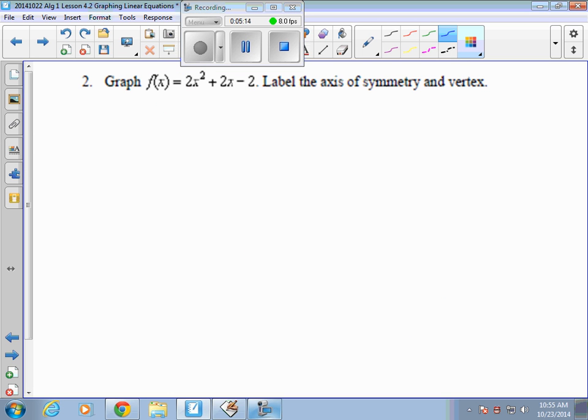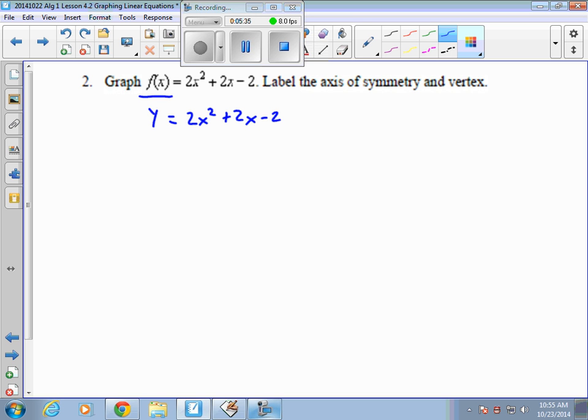Number 2 says to graph f of x is equal to 2x squared plus 2x minus 2. Label the axis of symmetry and the vertex. You got to do the whole thing for this, but you don't have the fractions and stuff to fool with. Remember, anytime you see f of x, treat it as if it says y equals 2x squared plus 2x minus 2.